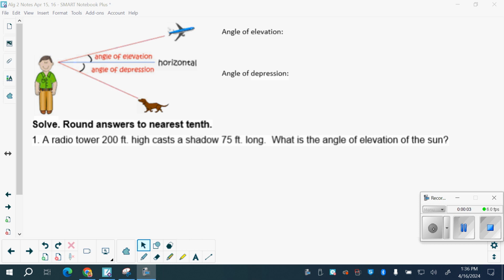Okay, angle of elevation and angle of depression today. We're going to do word problems that involve trig. So pay attention to this. This is new.